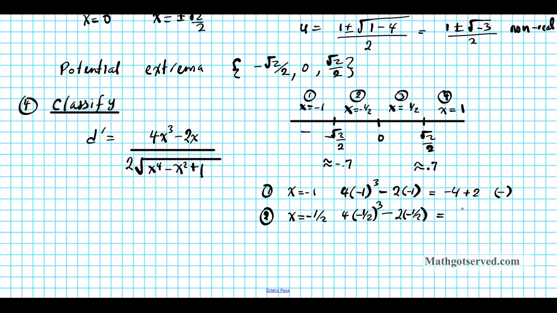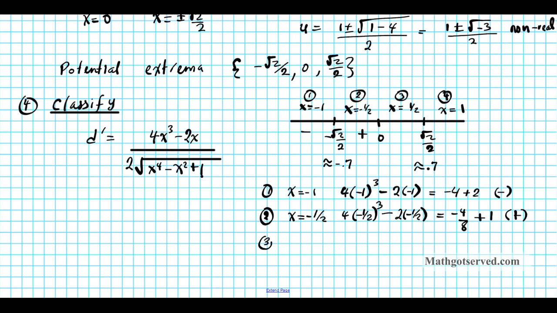Multiply that by 4. We're going to have negative 4 over 8, and then if you multiply these two minuses, you have plus 1. Okay, so negative 4 over 8 is negative 1/2, plus 1 is positive 1/2, so it's going to be positive. Positive on interval 2, the first derivative.